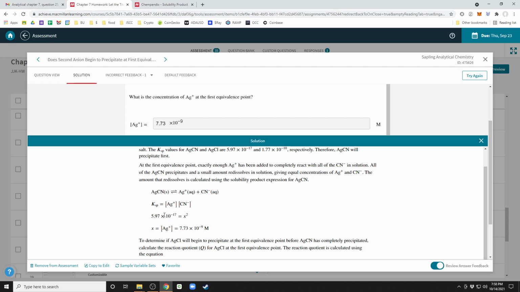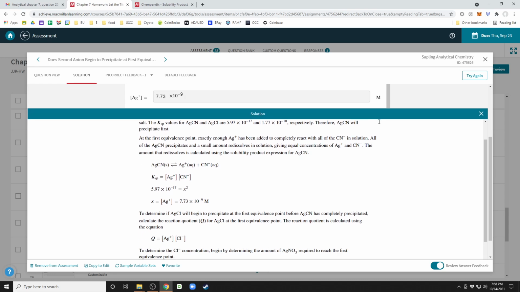And so your KSP is just going to equal x squared. You go ahead and take the square root of both sides, and that's going to give you x, but x is also your silver concentration. So that'll give you your silver concentration. For these numbers specifically, it would be 7.73 times 10 to the negative ninth molarity. And the molarity's over there.